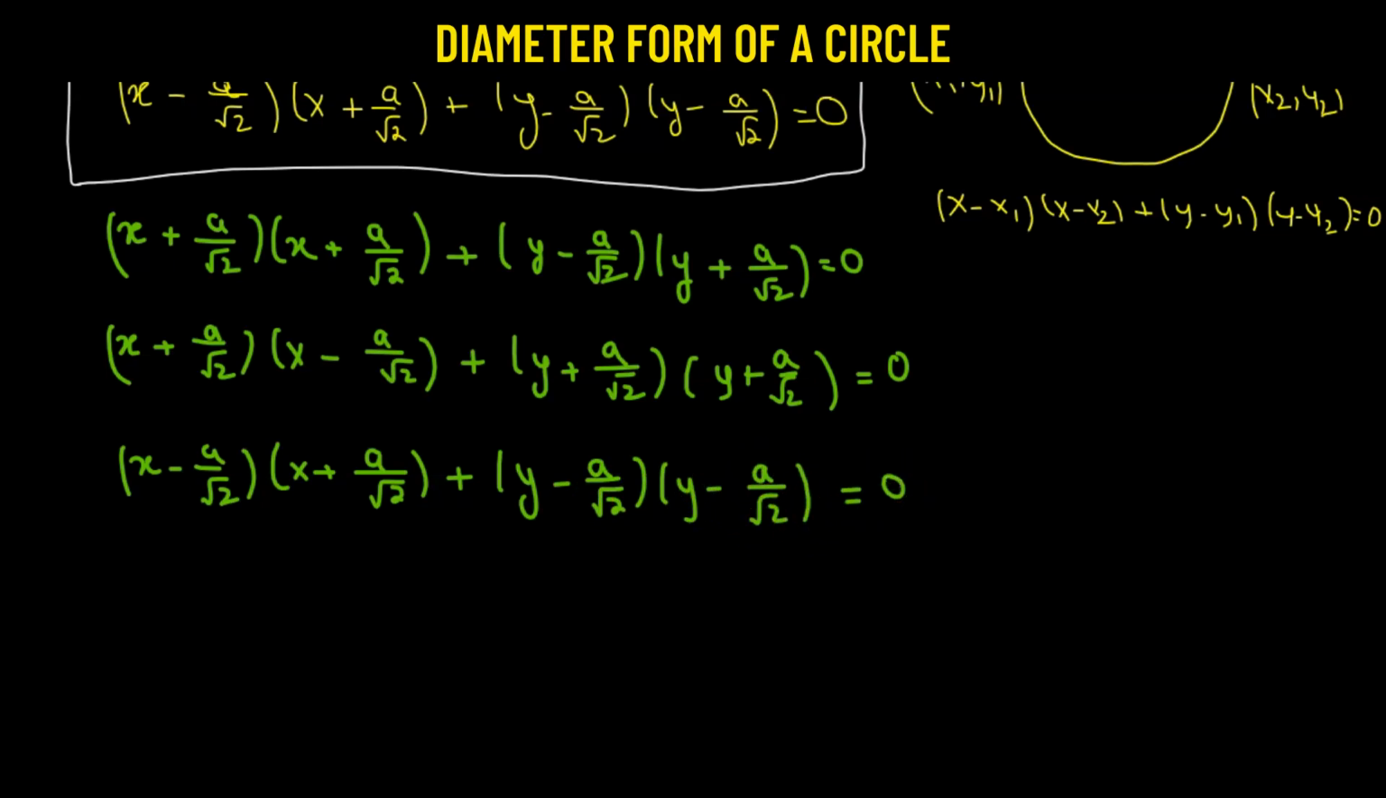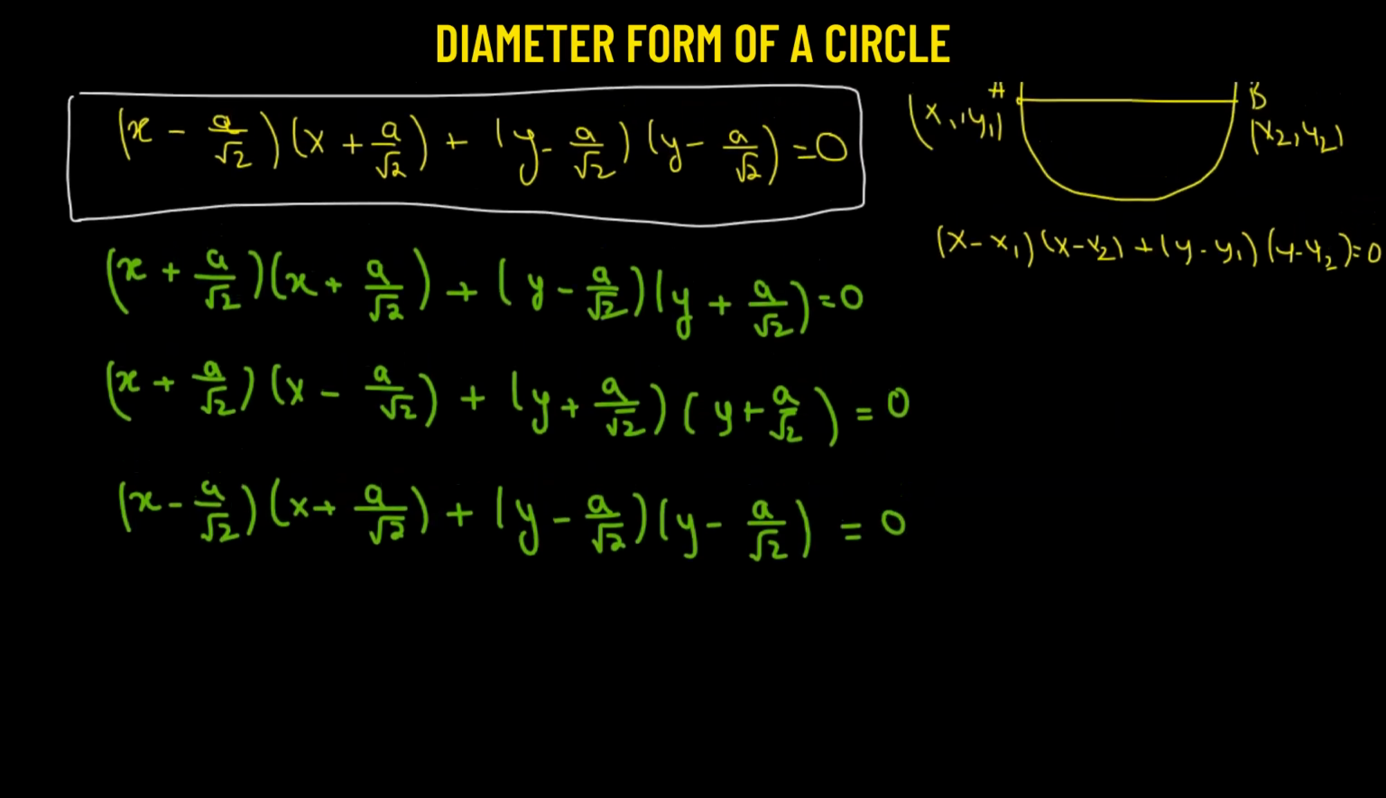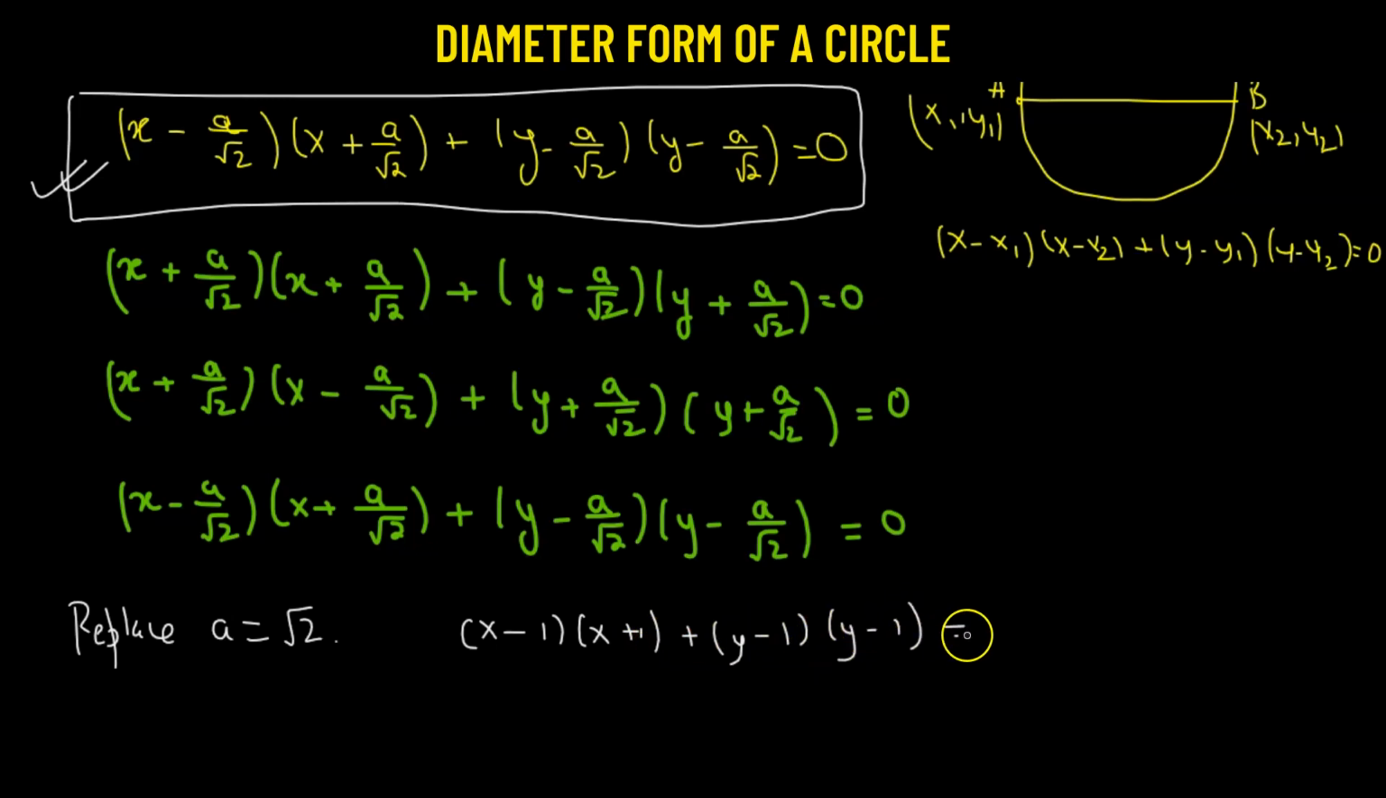So we've finally obtained the equations of all 4 circles. And finally, coming to the last part, if we replace the value of a with square root of 2, then we will get the desired result. So it's going to be a simple problem. I'll just write down one of the circles. That's going to be x minus, so we have square root of 2 over square root of 2, so it's going to be 1. So we have (x minus 1) times (x plus 1) plus (y minus 1) times (y minus 1) equals 0.